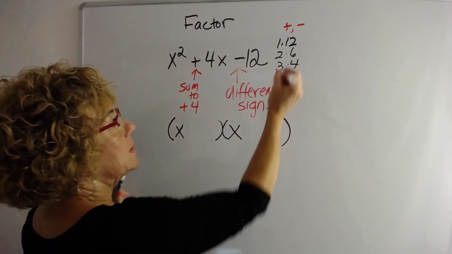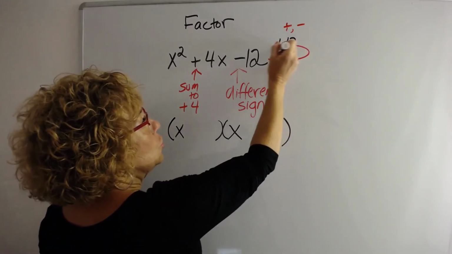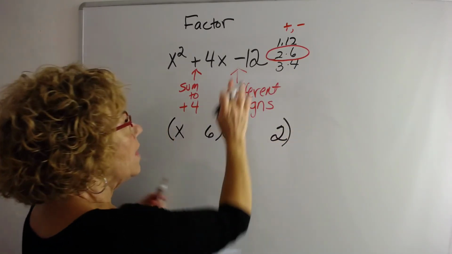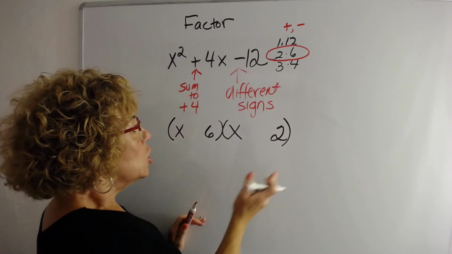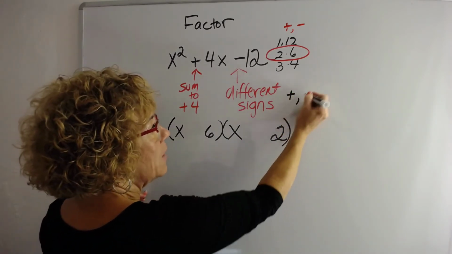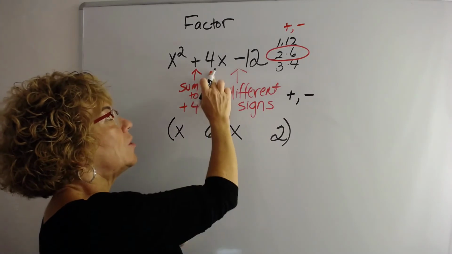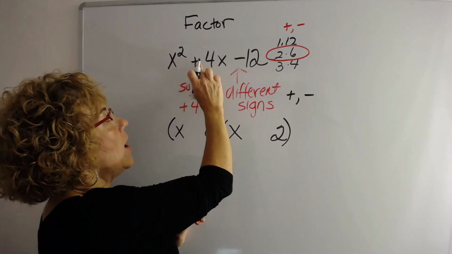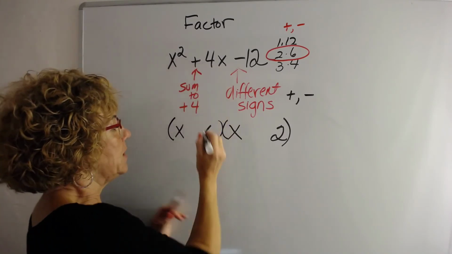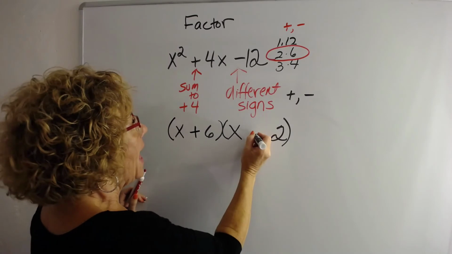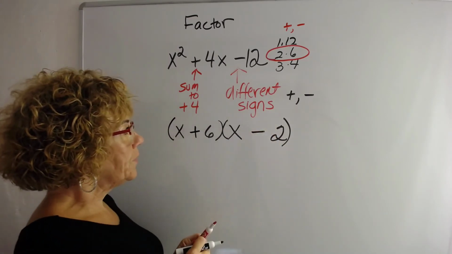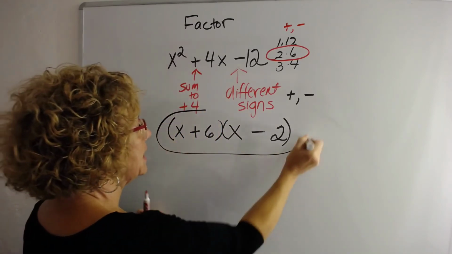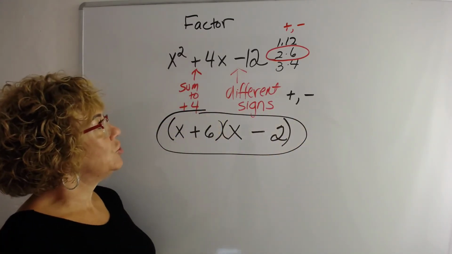So we're going to use the factors of 2 and 6. So I'm going to put them in, but we know that they must be different signs. So which one is going to be plus and which one's going to be minus? When I look at my middle term, it must sum to a positive 4. So I'm going to give my largest factor the plus 6, and the other one will be minus 2. So the factors of our trinomial will be x plus 6 times x minus 2.